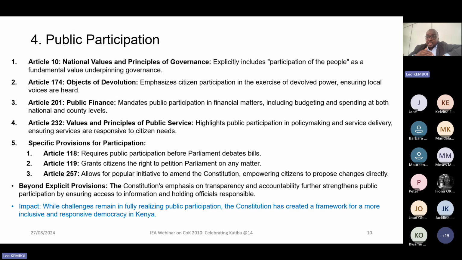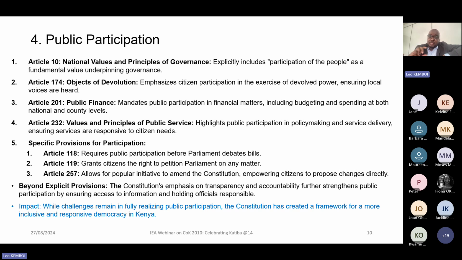And then you see another aspect again of public participation, objects of devolution. They emphasize again citizen participation in exercise of devolved power, ensuring those voices are heard. Then you see another level again, public participation in the values and principles of public service. Again, public participation in policy making related to public service.